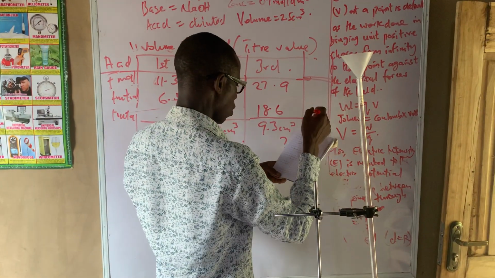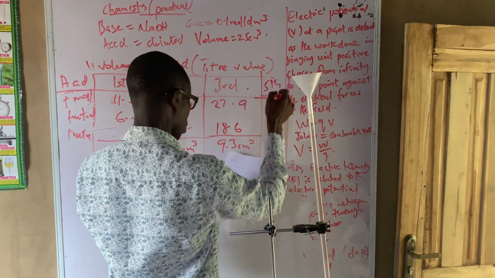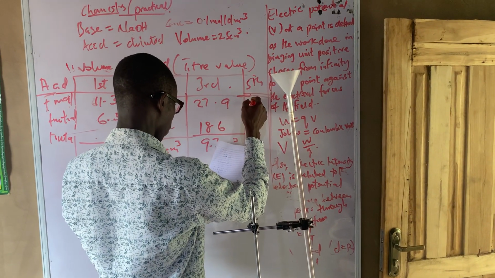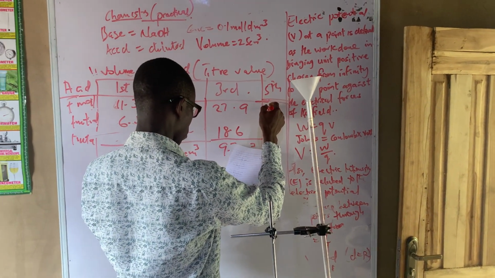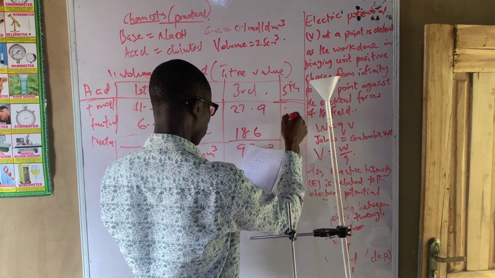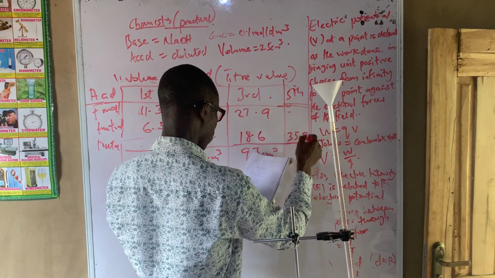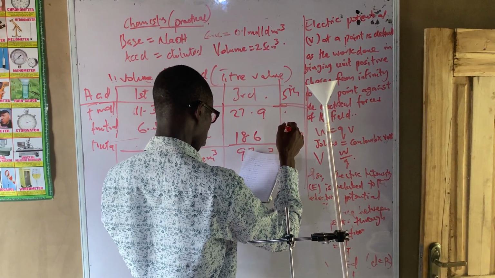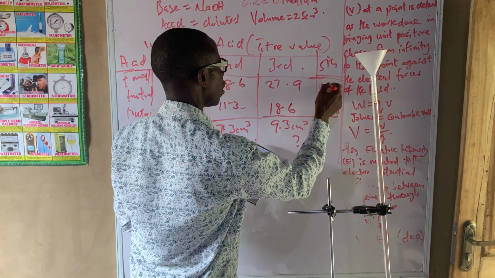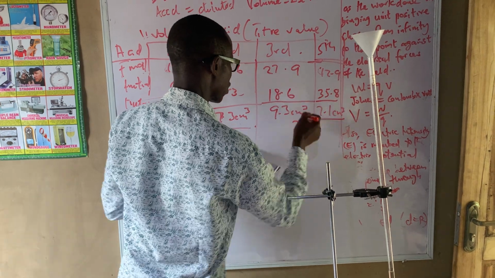Because of time, we pick the fifth one. The initial here is 35.8, and the final here is 42.9. So subtracting it gets 7.1 centimeter cube.